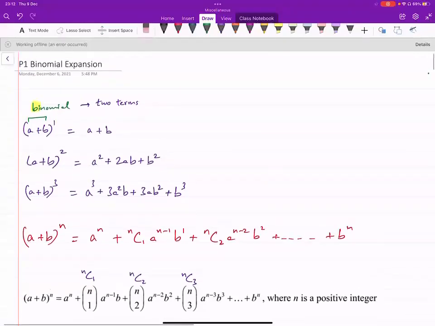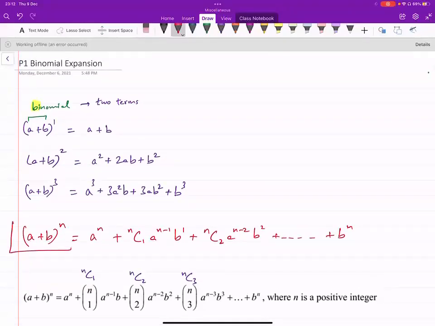Okay, so we've got this formula for that. A plus B whole raised to power n. The condition here is that the power n has to be a positive integer. How does it look like? It's A raised to power n plus nC1 into A raised to power n minus 1 into B raised to power 1, and so on. So what's happening is, in every subsequent term, the power of this first term A is decreasing. First it's n, then it's n minus 1, then it's n minus 2, and so on. The powers of A are decreasing.